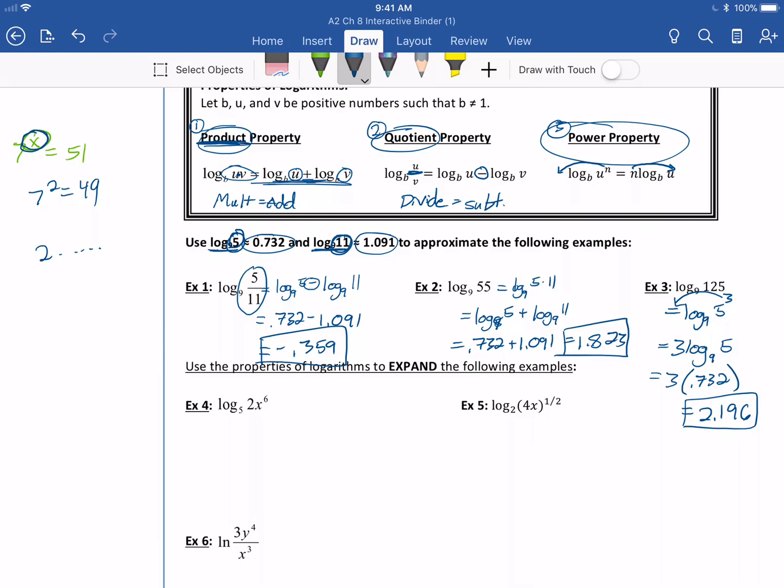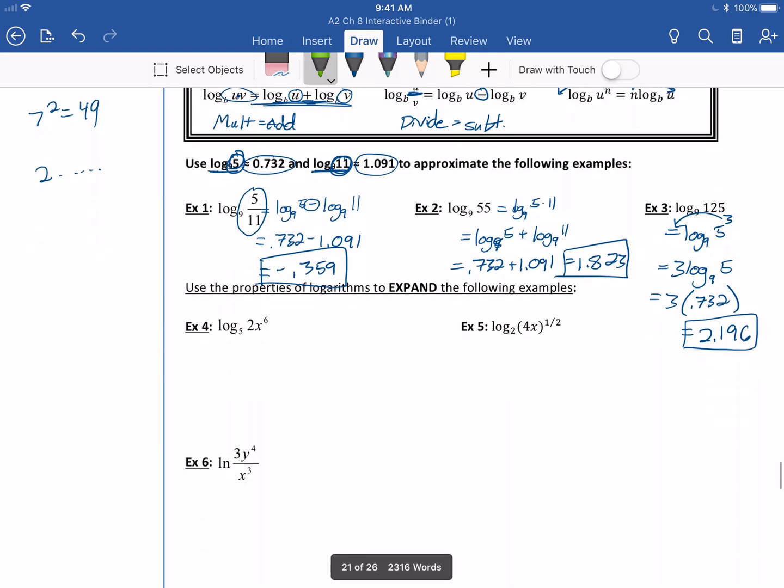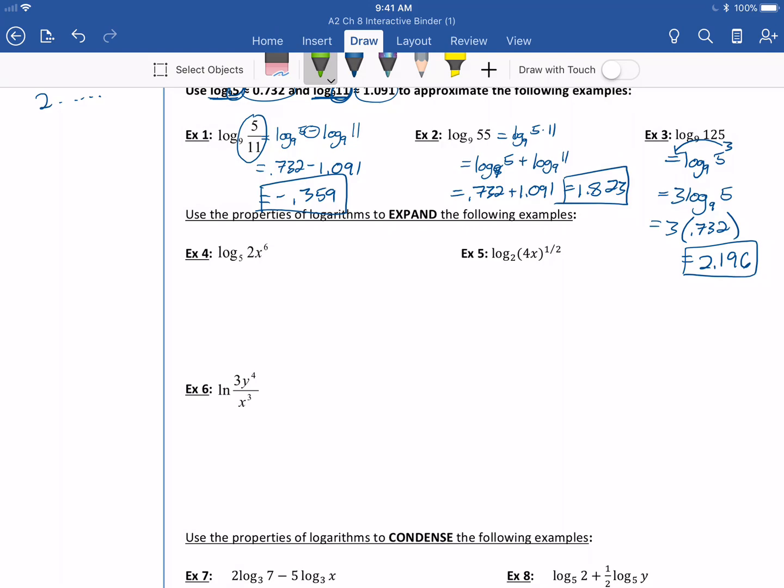Okay, so examples 1, 2, and 3 are a little bit different, and I think examples 4, 5, 6, and the rest of these guys, when we're actually just expanding and condensing, will make a little bit more sense. Okay, so here we go. If we go on to example number 4, you have to expand these. So it's got 1 log. You have to expand it and make it into more than 1 log.